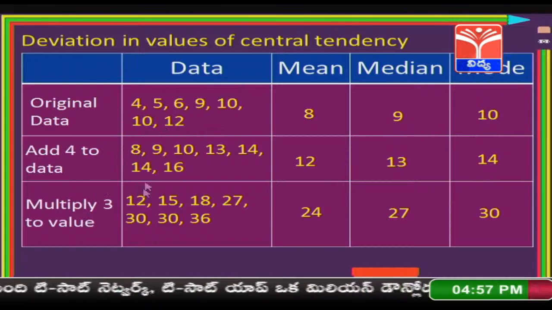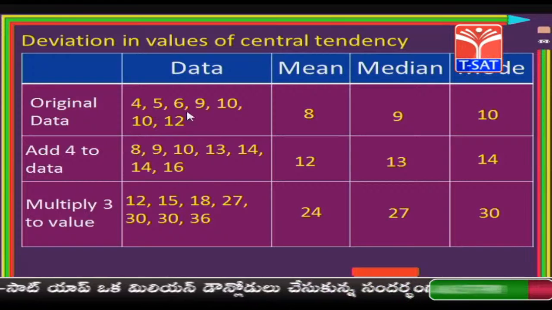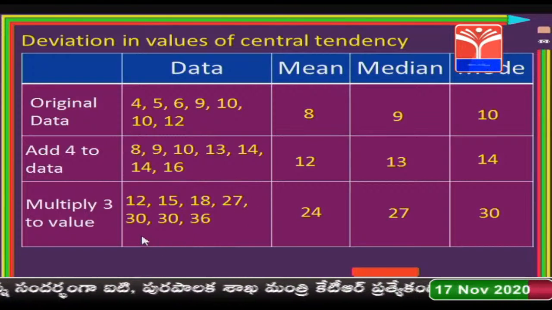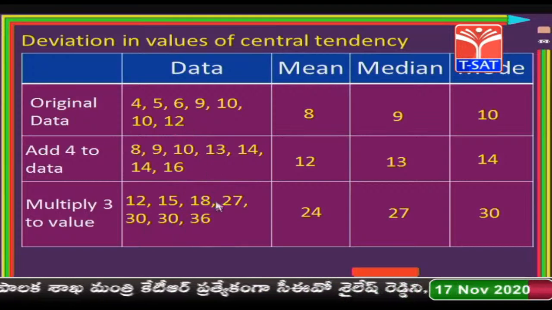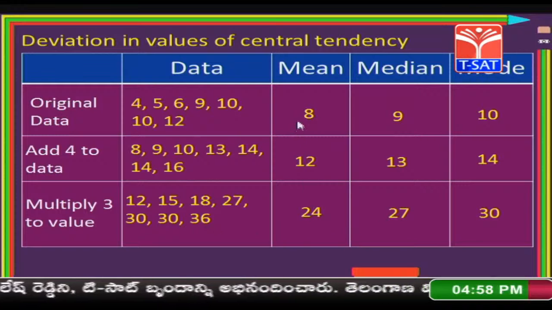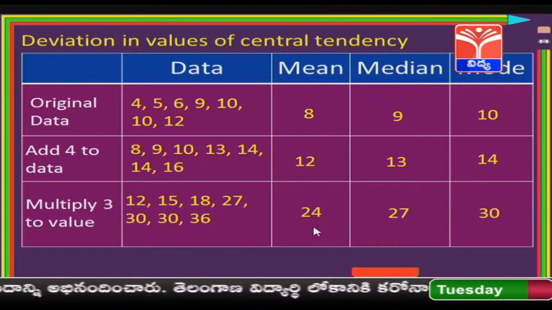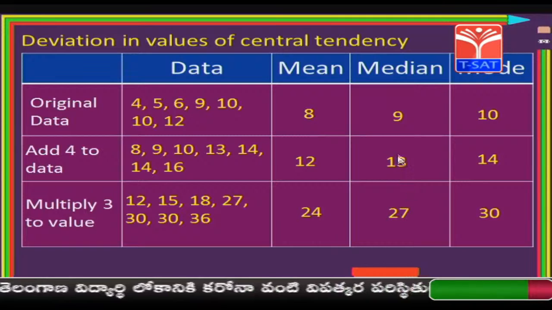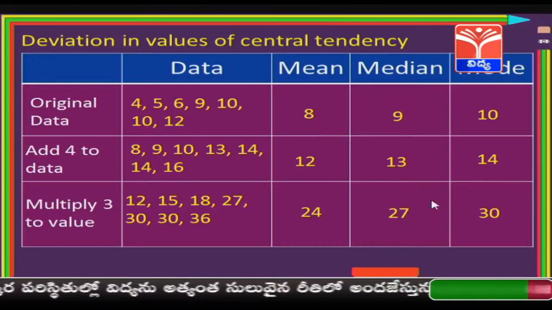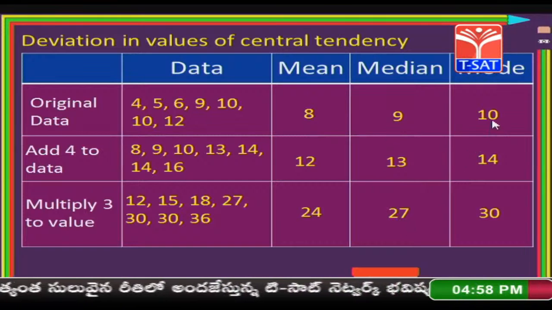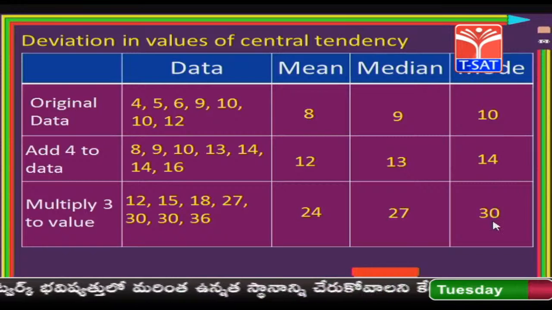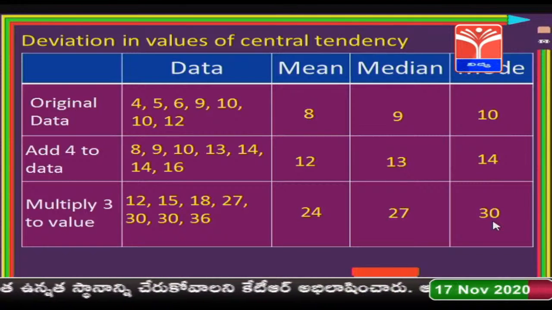So, 4 into 3 is 12, 5 into 3 is 15, 6 into 3 is 18, 9 into 3 is 27, likewise 10 into 3 is 30, 10 into 3 is 30 and 12 into 3 is 36. So, what is going to happen to the mean? You see here the mean is also getting multiplied by the same number 3. So, 8 into 3 is 24. The median is also multiplied by 3, so 9 into 3 is 27. The mode is also multiplied by the same number, 10 into 3 is 30. So, whether you add or multiply, the mean, median and mode also vary in the same way.